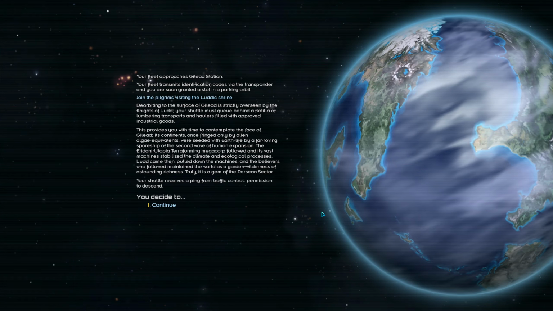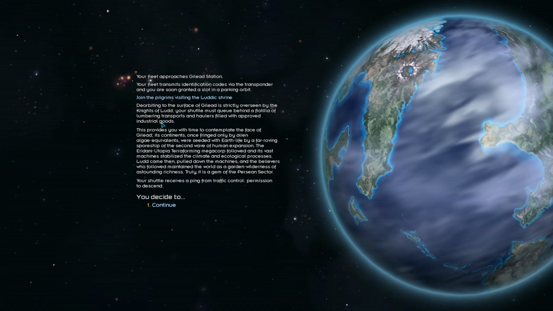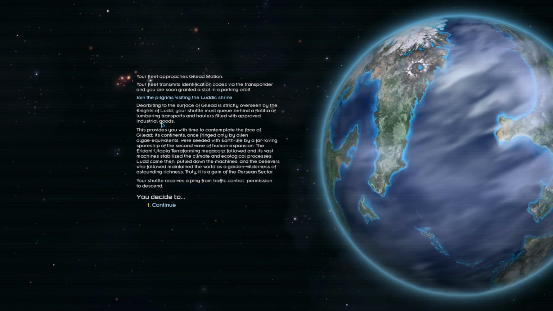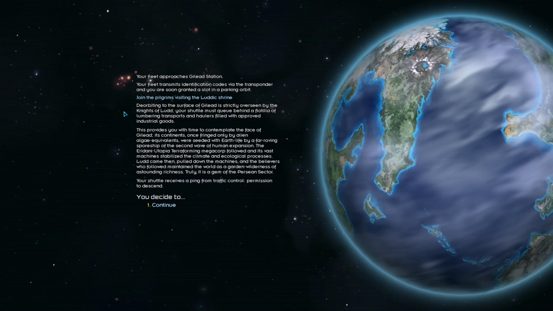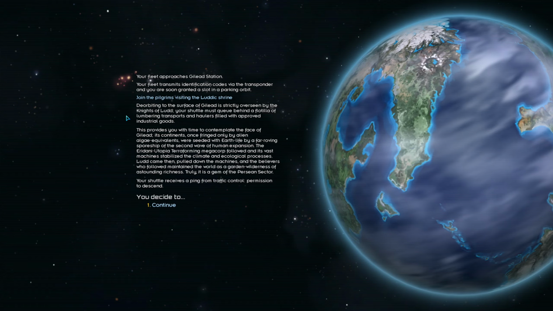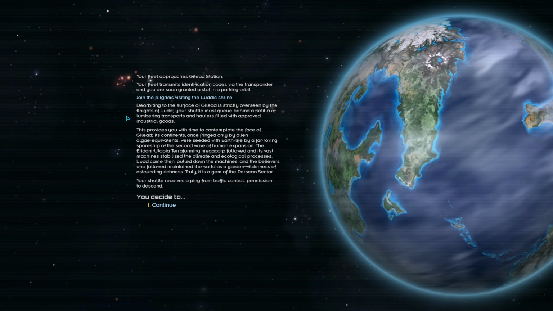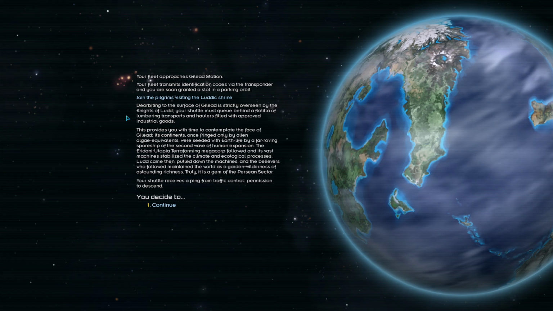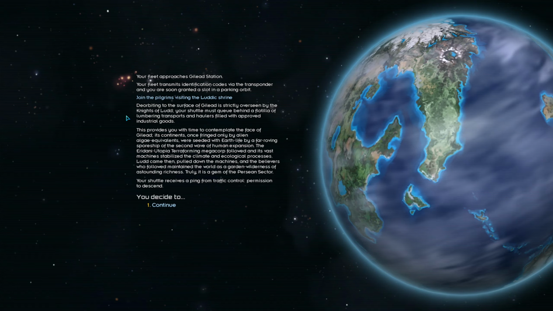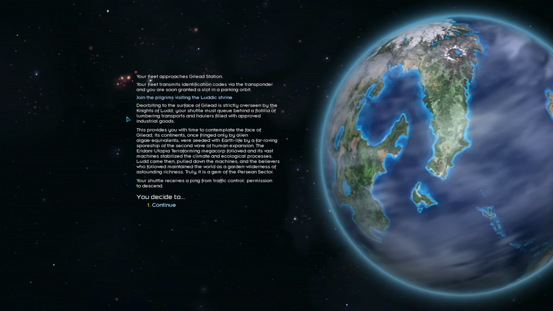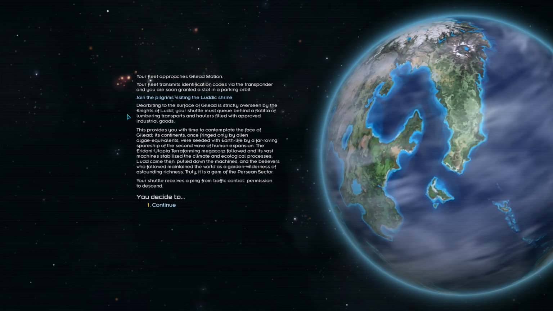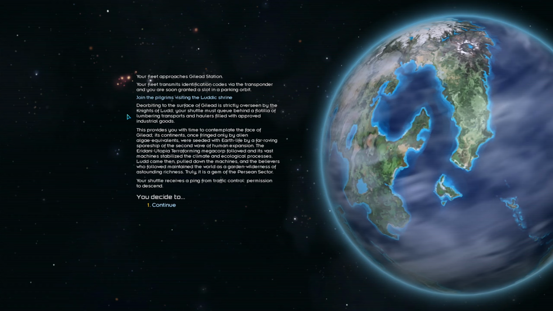Deorbiting to the surface of Gilead is strictly overseen by the Knights of Ludd. Your shuttle must queue behind a flotilla of lumbering transports and haulers filled with approved industrial goods. This provides you with time to contemplate the face of Gilead. Its continents, once fringed only by alien algae equivalents, were seeded with Earth life by a far-roving spore ship of the second wave of human expansion. The Aerodani Utopia terraforming megacorp followed, and its vast machines stabilized the climate and ecological processes. Ludd came then, pulled down the machines, and the believers who followed maintained the world as a garden wilderness of astounding richness. Truly, it is a gem of the Persian sector. Your shuttle receives a ping from traffic control. Permission to descend.